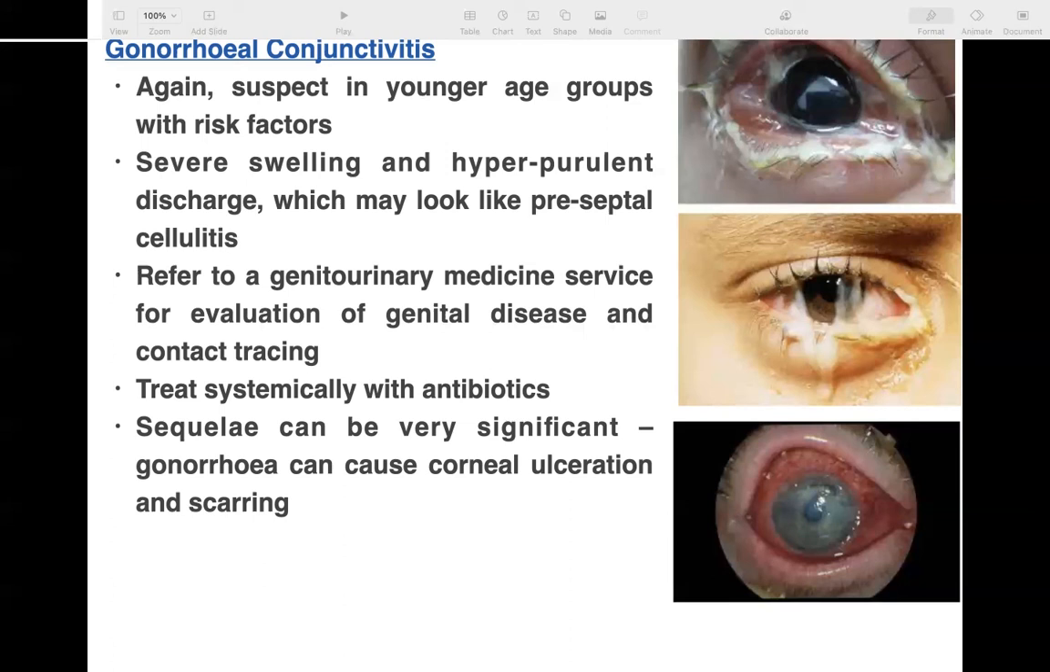I hope I could cover the important points about conjunctivitis, which is viral or bacterial conjunctivitis. The bacterial could be mucopurulent conjunctivitis, chlamydial conjunctivitis, or gonorrhoeal conjunctivitis.